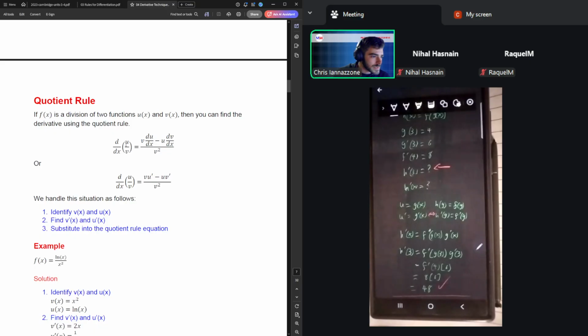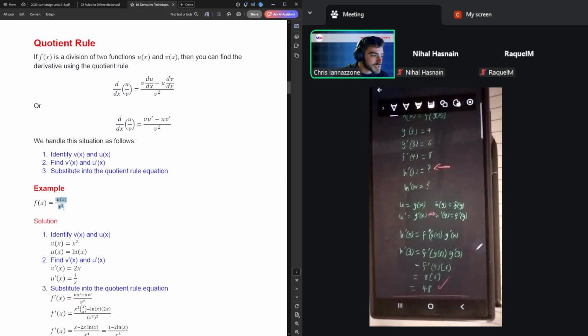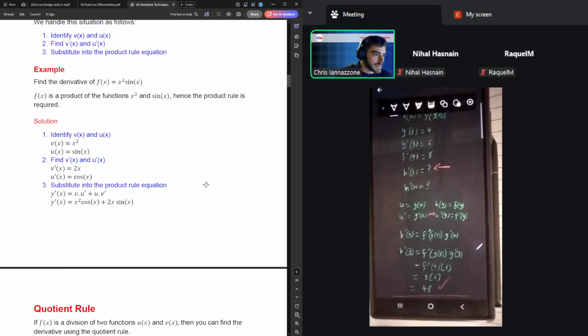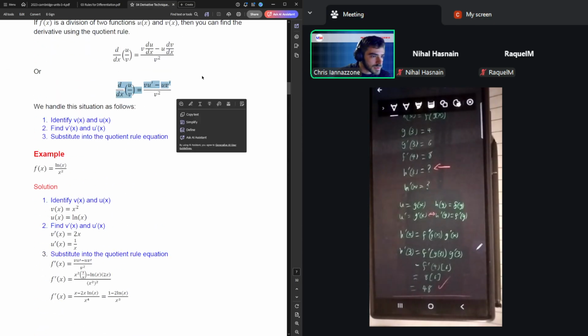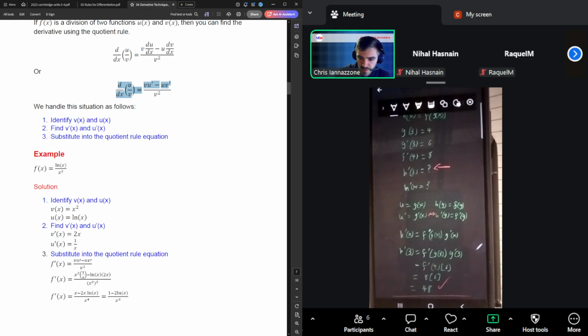And the other is the quotient rule. That's really obvious to see. As soon as you see a division symbol in there, you've probably got a quotient rule related thing. It's very similar to chain rule in the sense that you just want to identify what's your v, what's your u, find the derivatives of each of those functions, and then put them into a special rule. So that's what the product rule one looks like, and this is what the quotient rule one looks like.